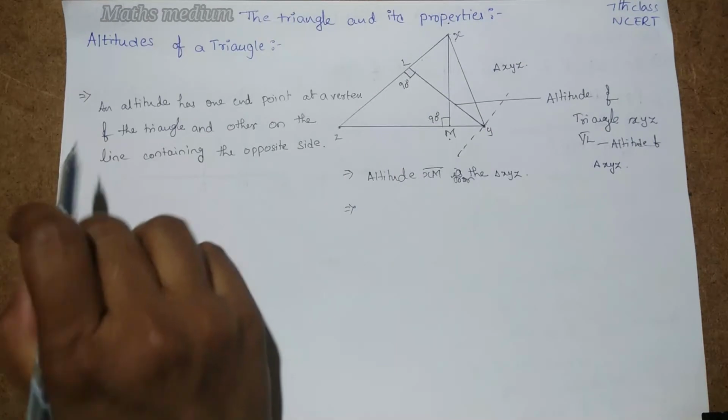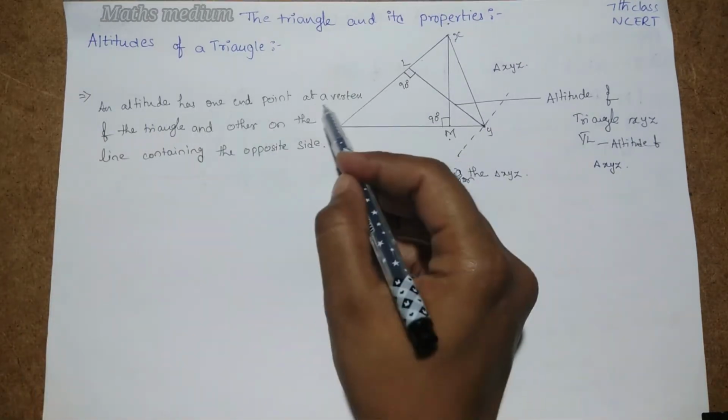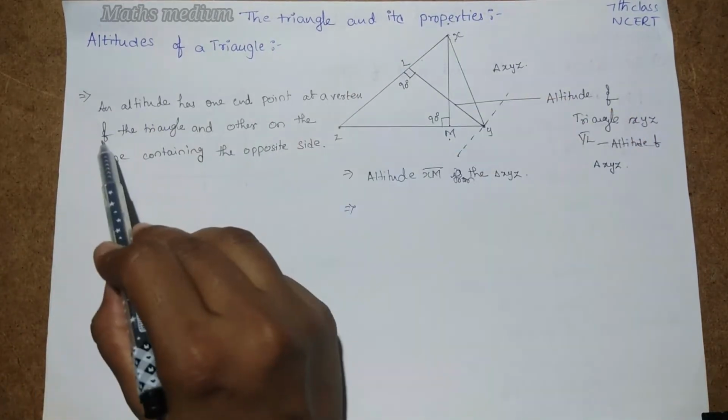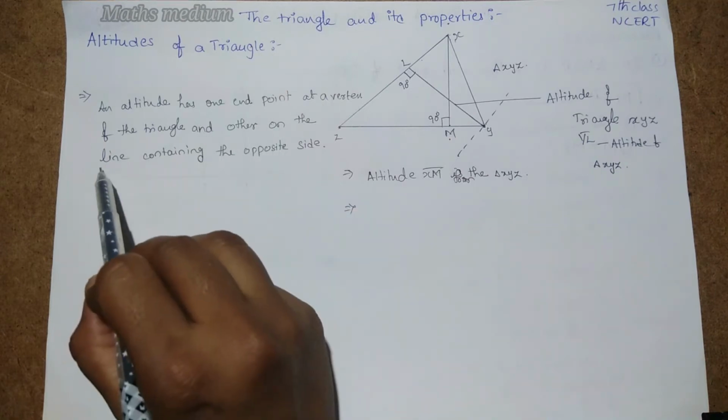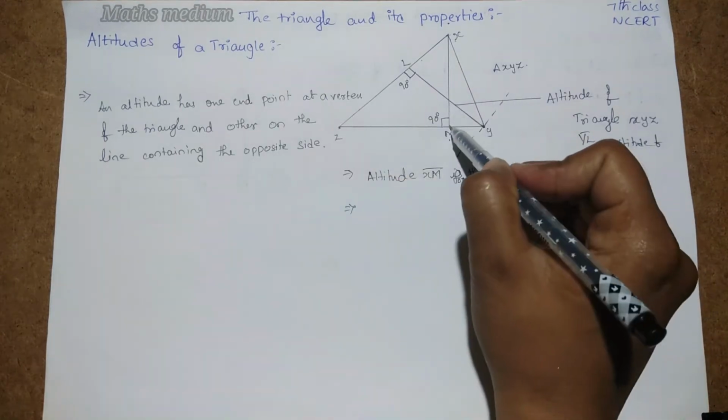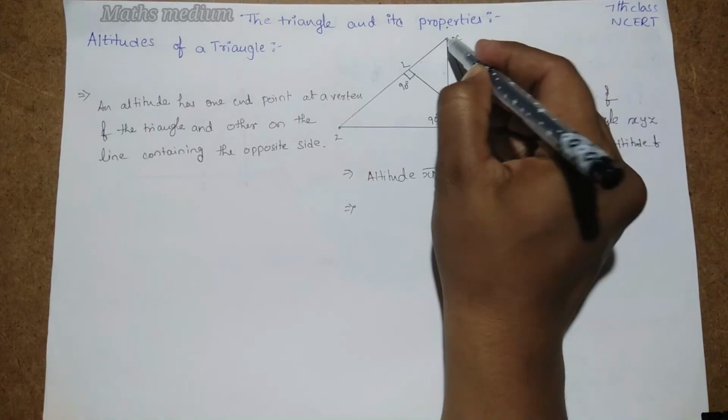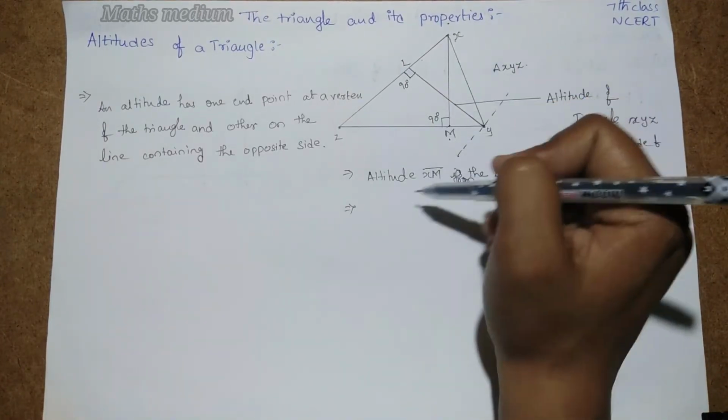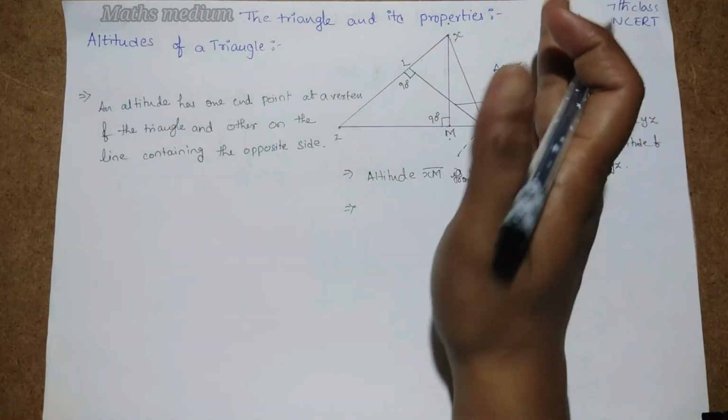That is the definition. An altitude has one end point at the vertex. This is the vertex of the triangle, and the other is on the line containing the opposite side. This is the opposite side. This is the other end. This line contains the altitude of the given triangle.